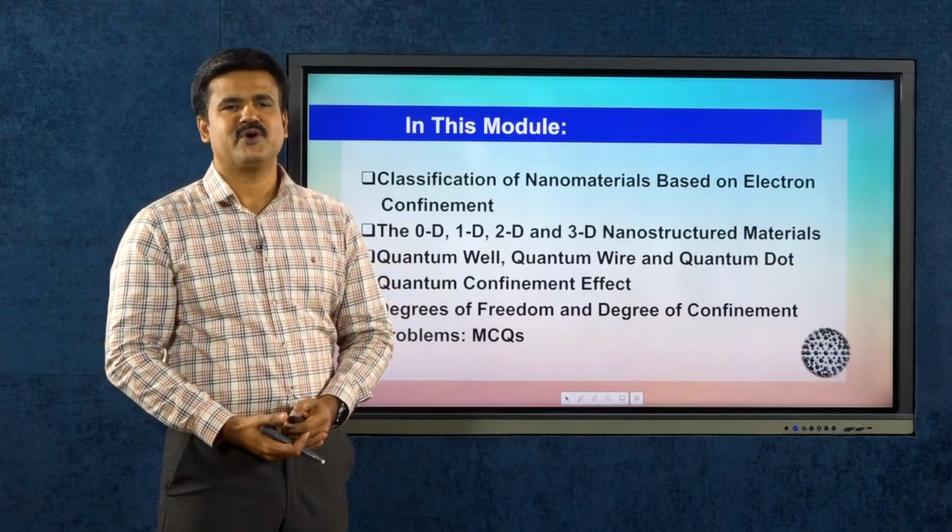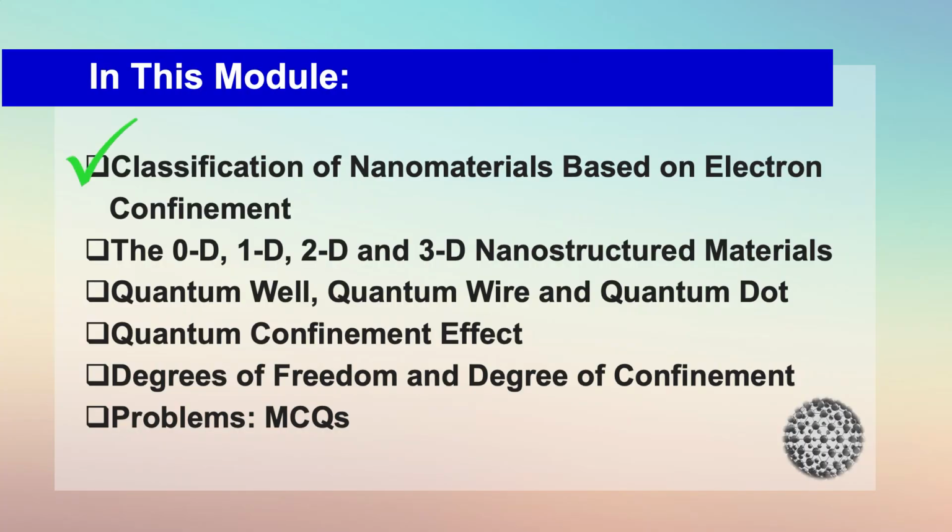The contents of this module are classification of nanomaterials based on electron confinement, zero-dimensional, one-dimensional, two-dimensional and three-dimensional nanomaterials or nanostructured materials, quantum well, quantum wire and quantum dot, quantum confinement effect, degrees of freedom and degrees of confinement, and finally several MCQs associated with the concepts in this chapter.